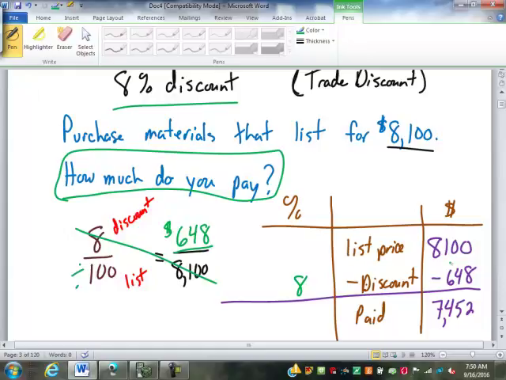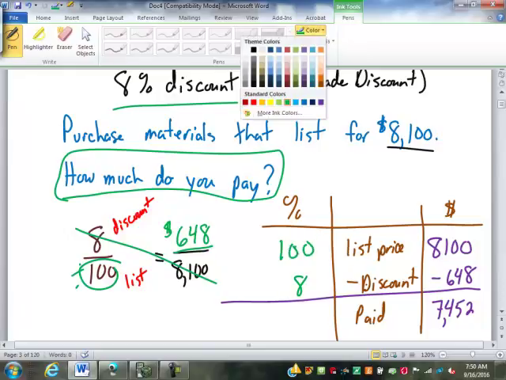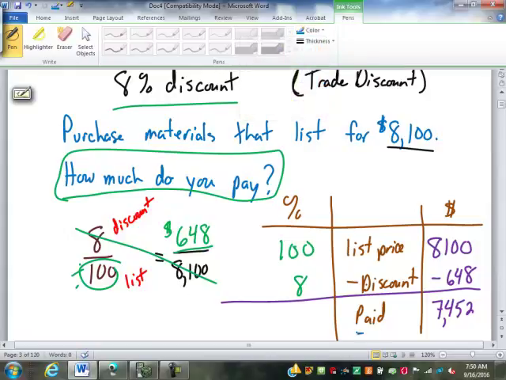And in any percent problem, there's always another percent. That percent is the 100%, the whole thing, or the base amount. And here the 100% represents the list price. With that information, what percent is the percent paid? Well, just like the dollar amounts go list price minus discount equals amount paid, the percents have to too. 100% minus 8 is 92%. The percent paid is 92%.